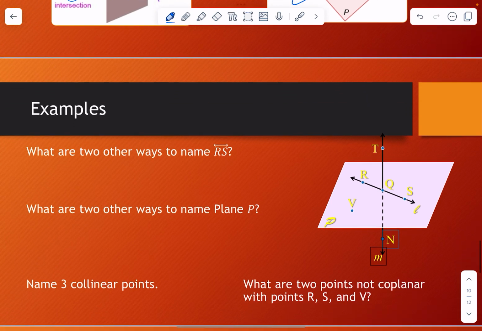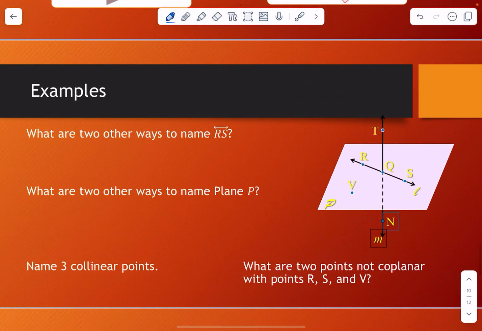All right, so let's try a couple here. What are 2 other ways to name RS? So we're looking for a line. So we could name that QR, or we could name it line L because we are given that lowercase cursive letter for the line. Okay, there's other ones as well. We could name it SQ. So there's a couple different ways.